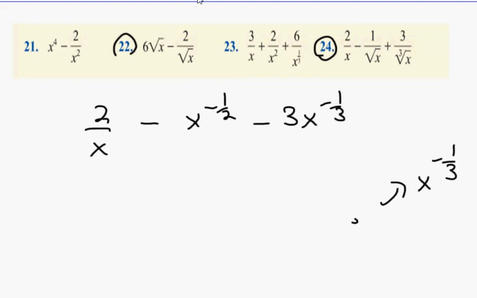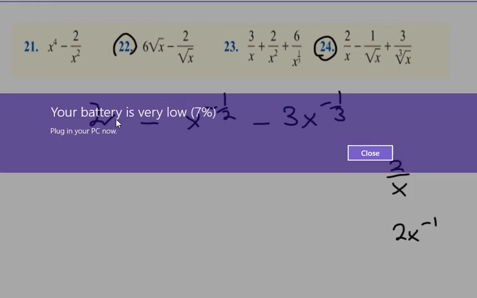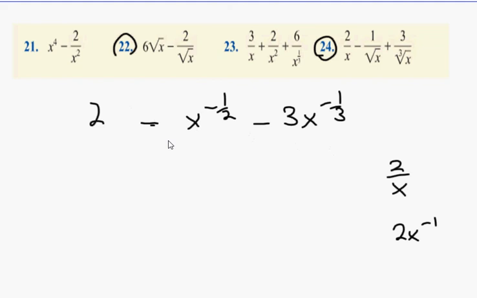Now, guys, there's one of them I haven't fixed up yet. Haven't fixed up the first one yet. 2 over x. What can I change that to? 2x to the minus 1. Now that you've gotten here, you're going to differentiate now. You still haven't differentiated.